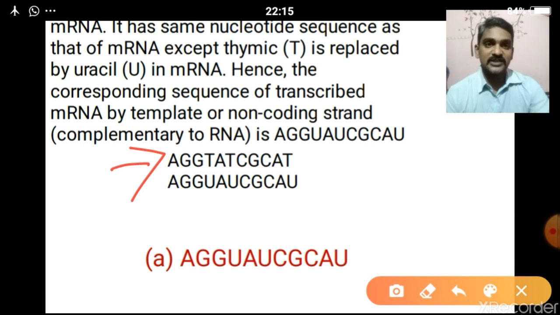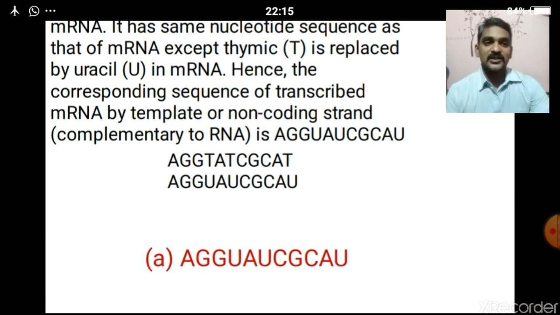So what is the coding strand? I said, right? Now what happens? You have to replace T with U. You can see here U, and again T with U, and last again T with U. So we have to replace all those things. There are three places where you have T, one, two and three. So these T's have to be replaced with U. Then you will get the answer. So the answer will be what? AGGUAU CGCAU. So this is the answer.